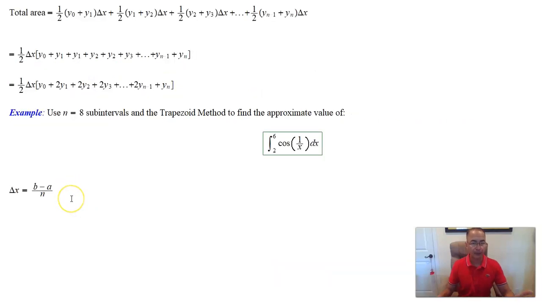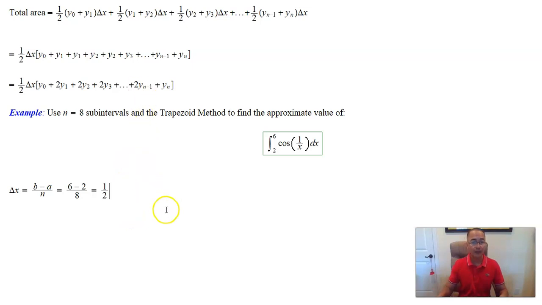Here we go. So first we find the width of each subinterval. So we take the difference of the endpoints. We have 6 minus 2, and we want 8 subintervals. So 6 minus 2 divided by 8. And of course that is equal to 1/2. Ta-da! So our delta x is 1/2 or 0.5.